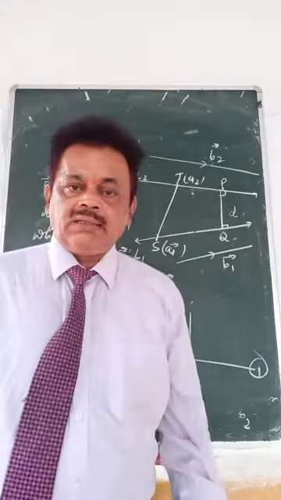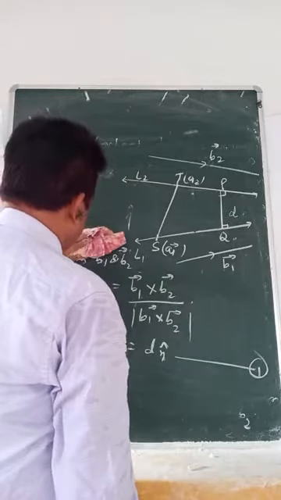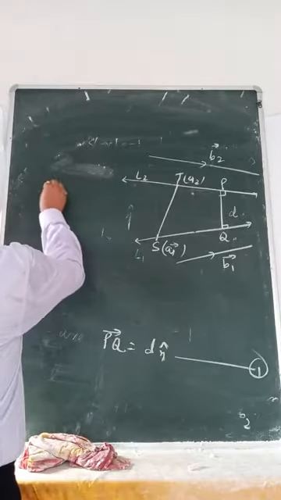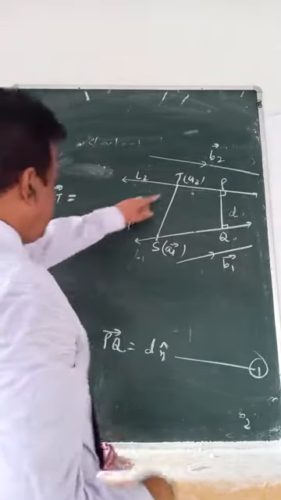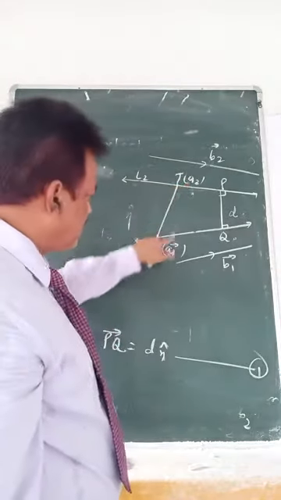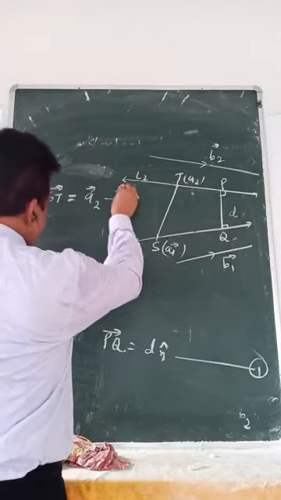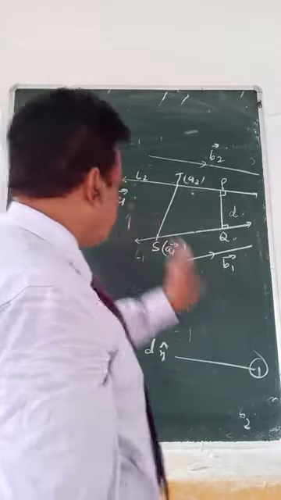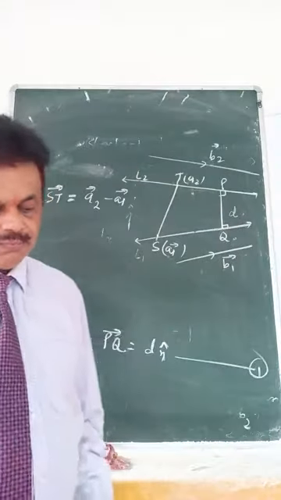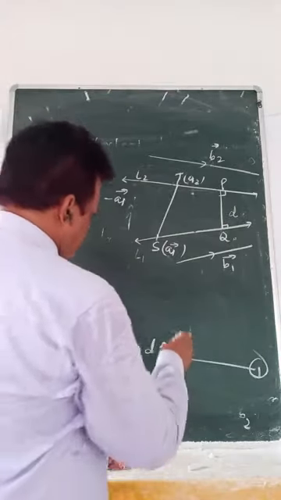Then what is the ST line? ST equals terminal position vector minus initial position vector, that is A2 minus A1. This also you got now. Okay, now the question here is that the projection will come out.